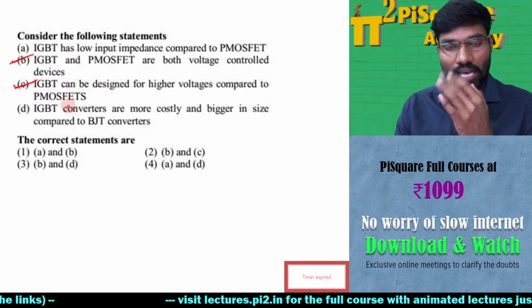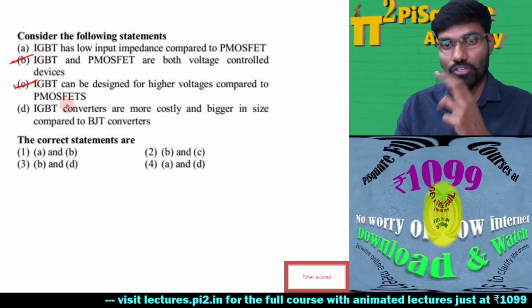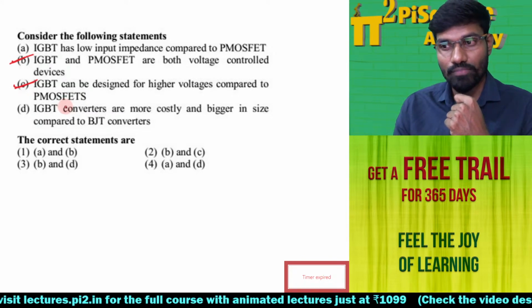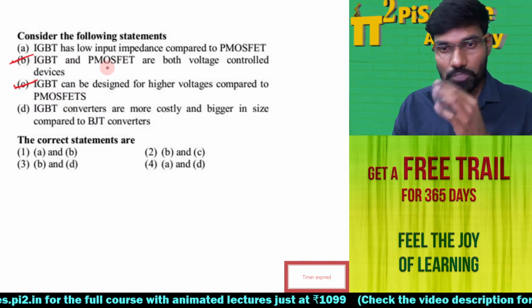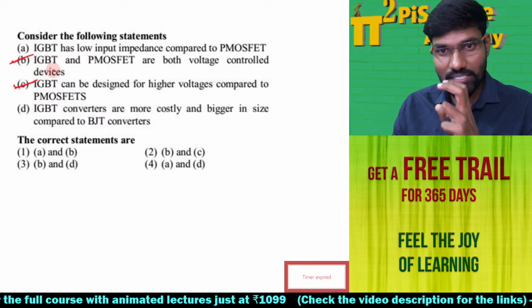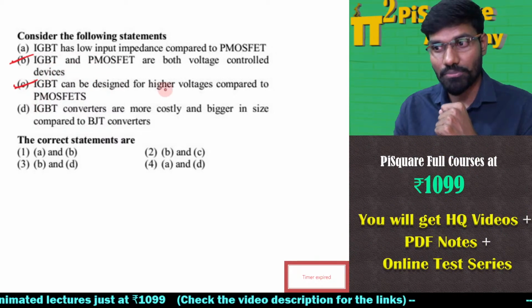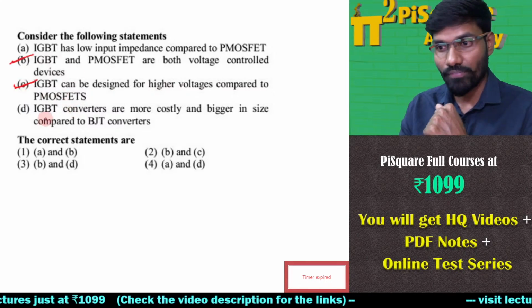BJT is normally at higher power levels, higher voltage levels, high current levels. MOSFET cannot take that much power capability. IGBT is in between those two. So yes, IGBT compared to this, it is high, right?